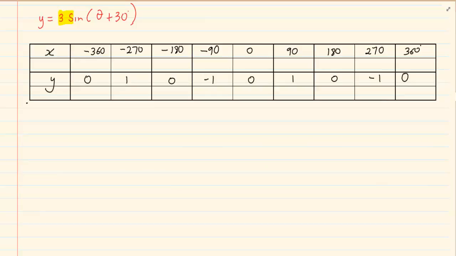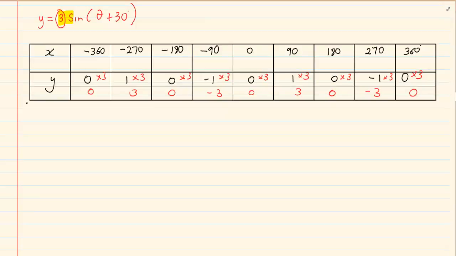You must know what adjustment we're making and is it addition or subtraction. Now, from your grade 10 work, we know that the 3 is an adjustment on y. So you're going to multiply the y by 3. So we multiply everything by 3. And we have 0, 3, 0, minus 3, 0, 3, 0, minus 3, and 0.